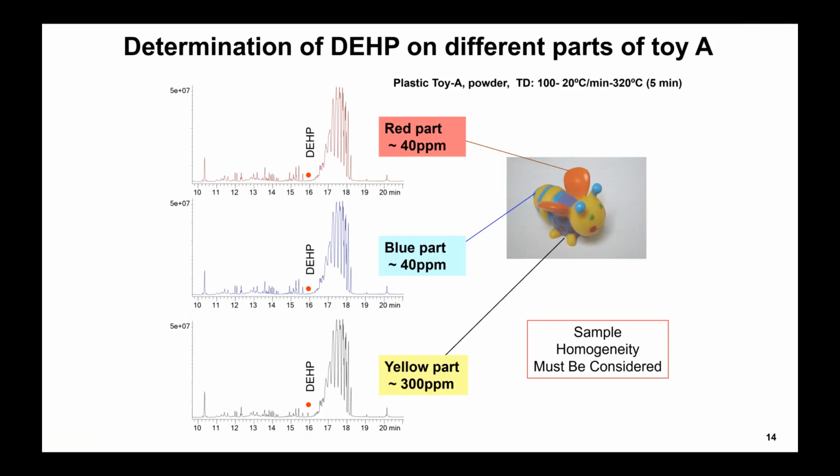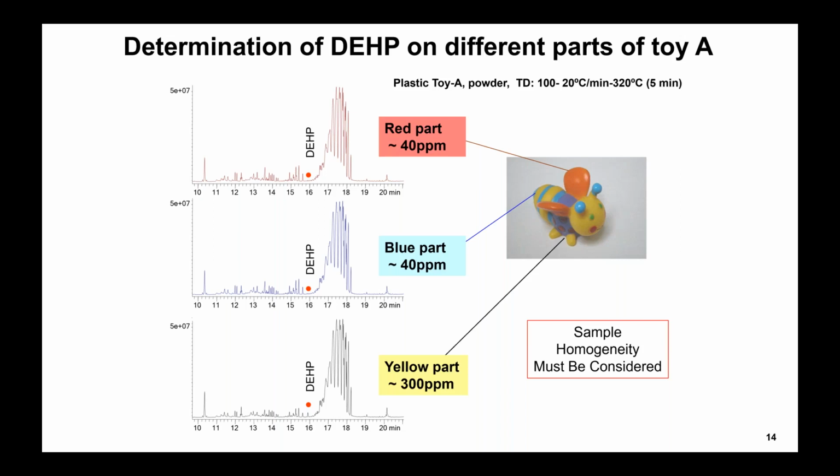So, to show the importance of sample homogeneity in measurement accuracy, DEHP was also quantified in each part of this plastic toy shown here. You can see that different ppm amounts were detected in each color part of the toy. So again, it is very important to always consider sample homogeneity when you're performing quantification analysis.